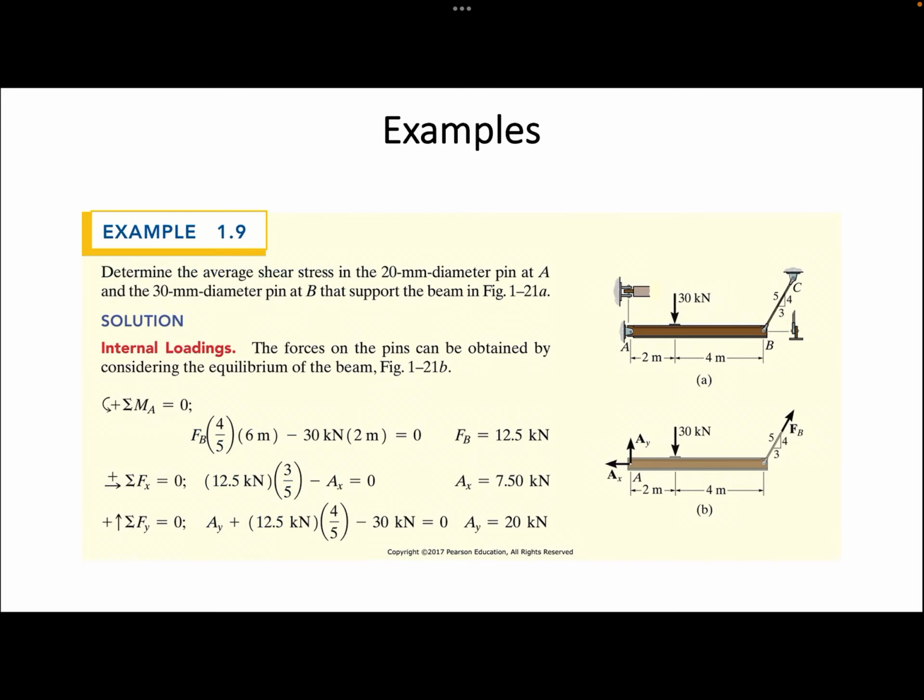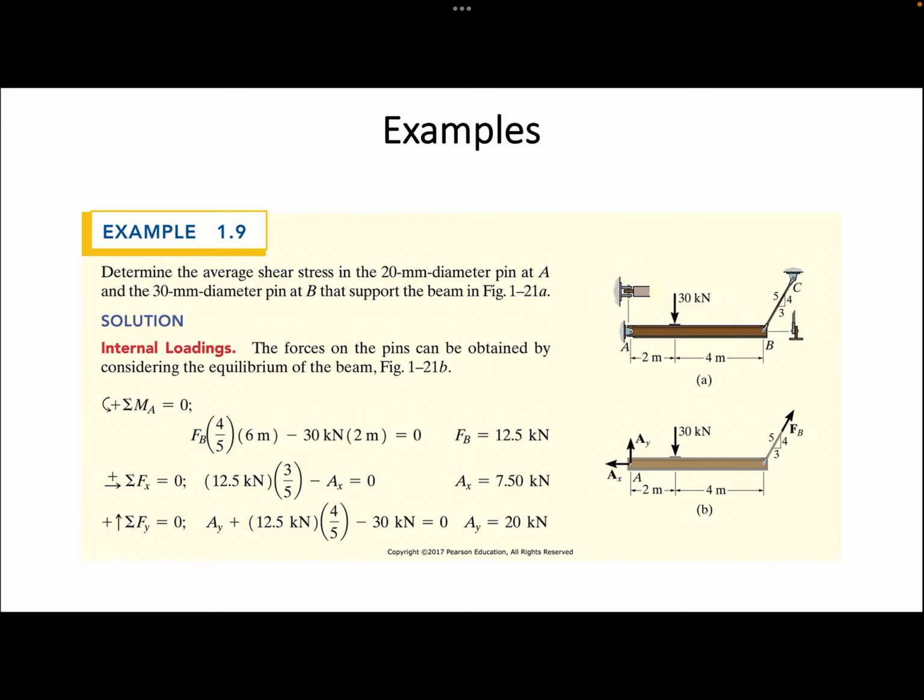Next, we are going to study an example of shear stress. As you can see, in this example, we have a beam supported by two pin supports at the two ends. With the dimensions being provided and the load description, we are asked to determine the average shear stress in the pin at A and the pin at B. So let us analyze the problem.